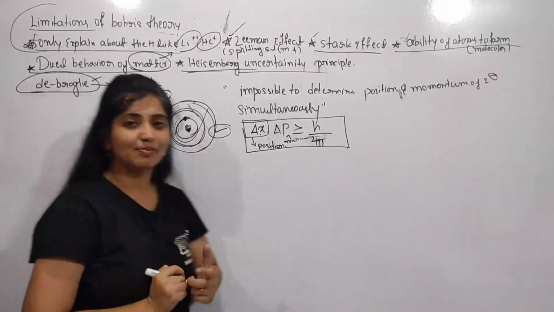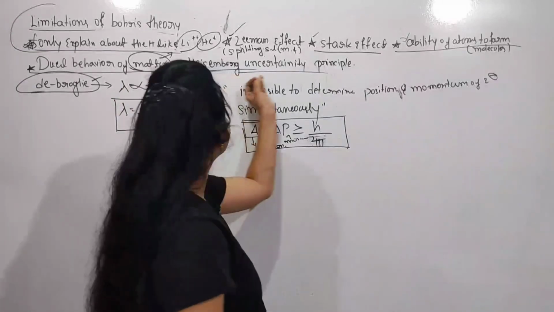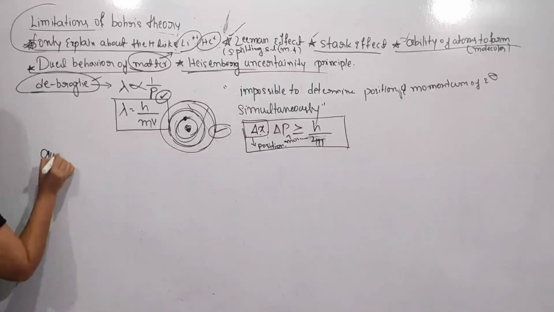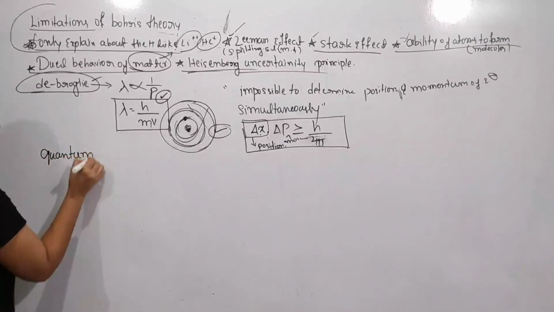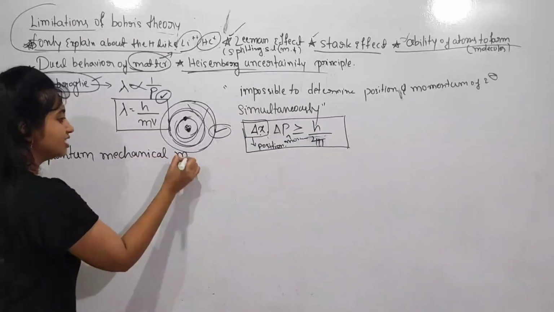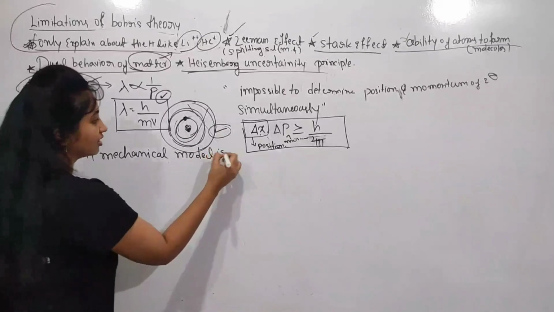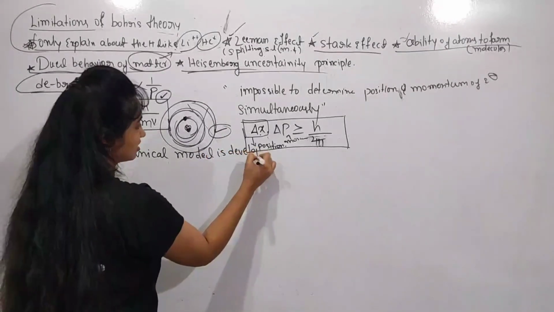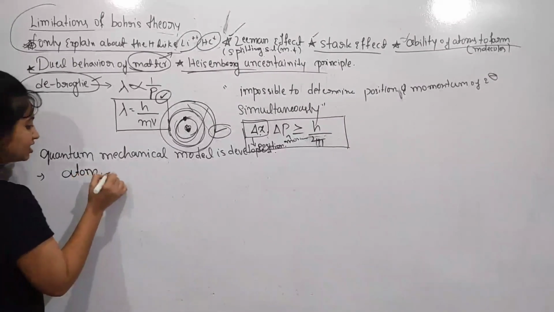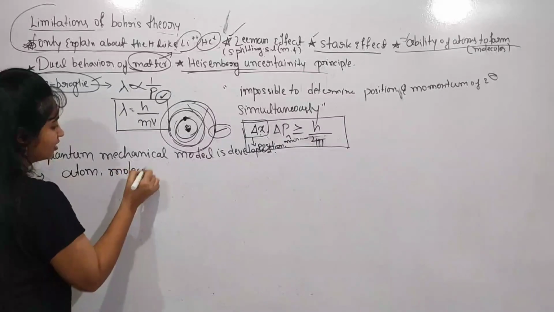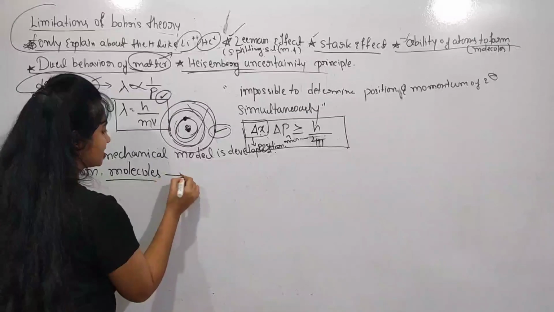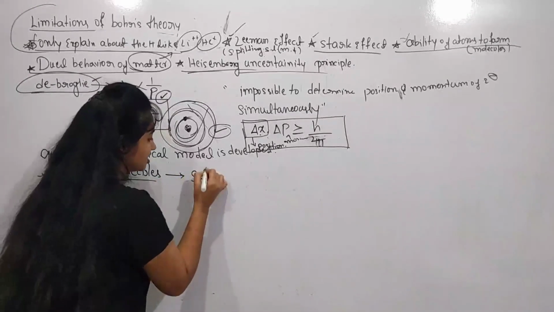And next, with the help of the dual behavior of matter and the Heisenberg uncertainty principle, the quantum mechanical model was developed. For a system like an atom or a molecule, we got one equation named the Schrödinger equation.